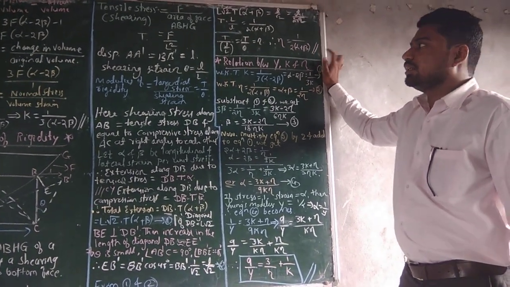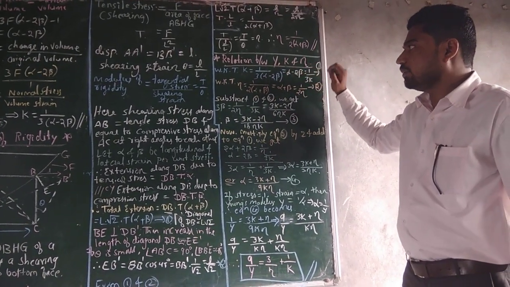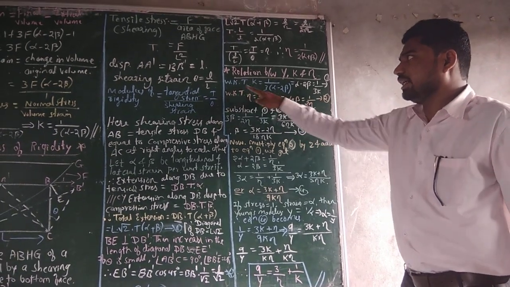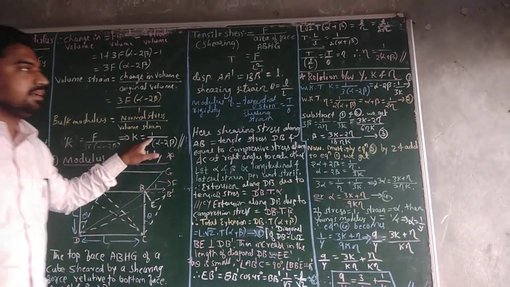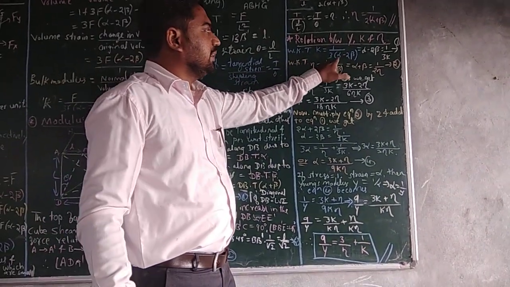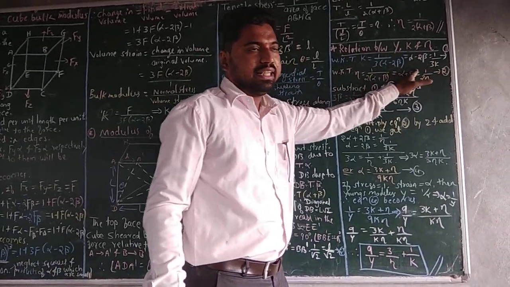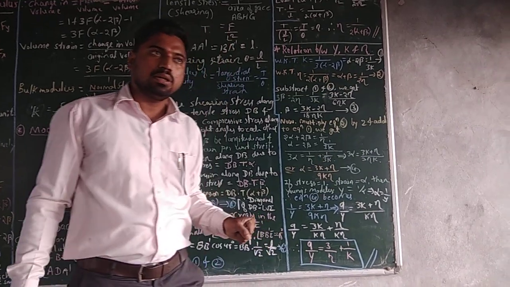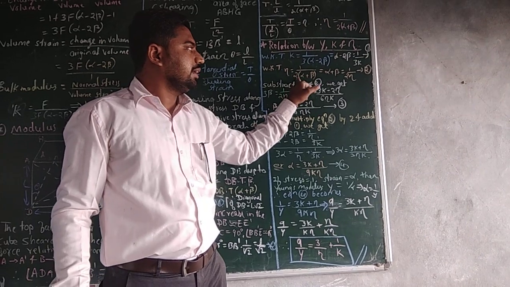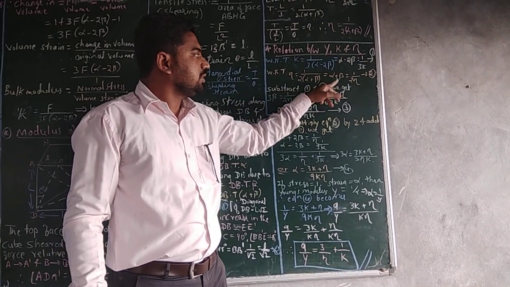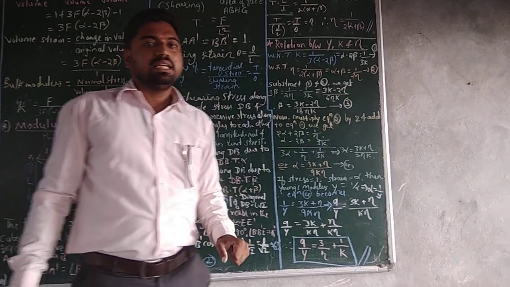Okay, now you have to find the relation between Young's modulus, bulk modulus and modulus of rigidity. Already you know that from bulk modulus, K equals 1 divided by 3 alpha minus 2 beta, which gives alpha minus 2 beta equal to 1 divided by 3K. Call that equation number 1. Similarly, modulus of rigidity eta equals 1 divided by 2 alpha plus beta, which gives alpha plus beta equal to 1 divided by 2 eta. Call that equation number 2.